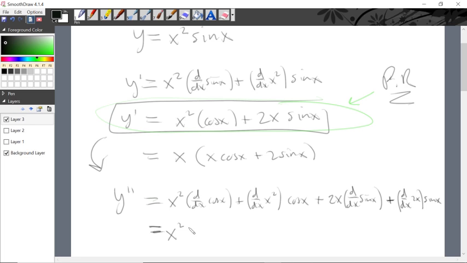So this is x squared times the derivative of cosine x, which is negative sine x, plus the derivative of x squared, which is 2x. And then we're left with a cosine x plus 2x. The derivative of sine x is again cosine x. And then the derivative of 2x is just 2 sine x.